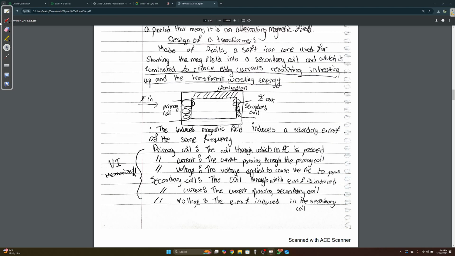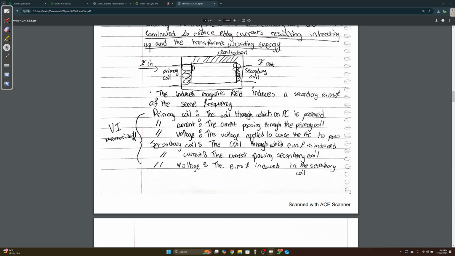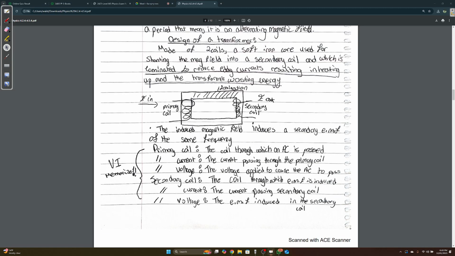The design of a transformer. Okay, a transformer is very simple. I'm just going to read it. You have two coils wrapped around a soft iron core used for shunting the magnetic field into a secondary coil, and it is laminated to reduce eddy currents resulting in heating up and the transformer wasting energy. So I drew it over here. You have your primary coil and your secondary coil. This is your first coil over here. This is your secondary coil. Obviously, energy comes in, goes through the coil into the box, the iron core, and then it goes out.